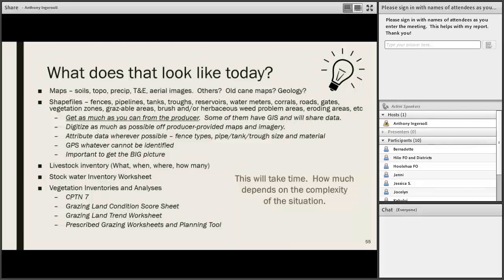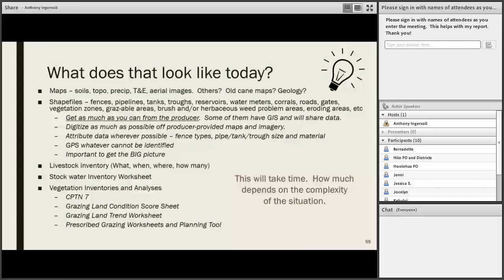So digitize as much as you can off of those producer-provided maps, or even sometimes I've had them come in and work with me over the shoulder and kind of show me, oh yeah, should have one trough someplace over here, and we'll go in, and sometimes it's too new, so you can't see it. Sometimes there's too much tree cover, so sometimes you've got to go out with a GPS, whatever you can identify.